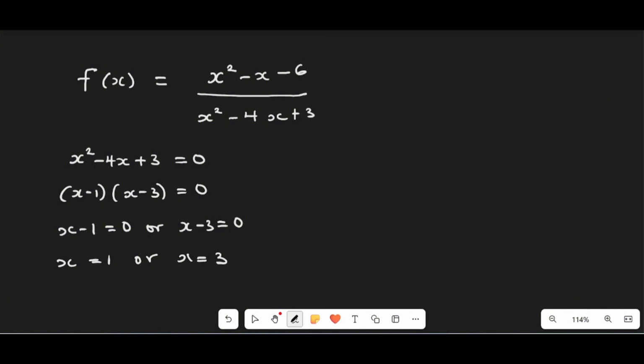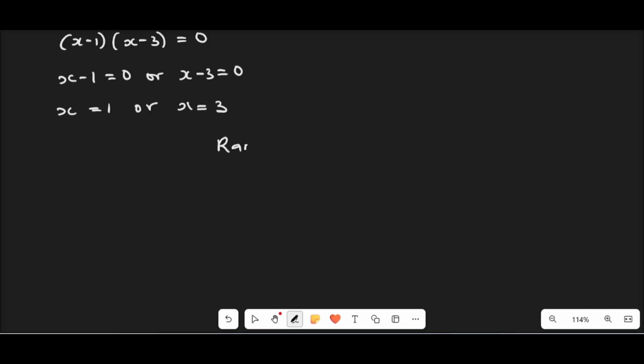Now the function will be undefined when x is equal to 1 and 3. So the domain is all real numbers except 1 and 3. This is our domain. Now let us find the range.